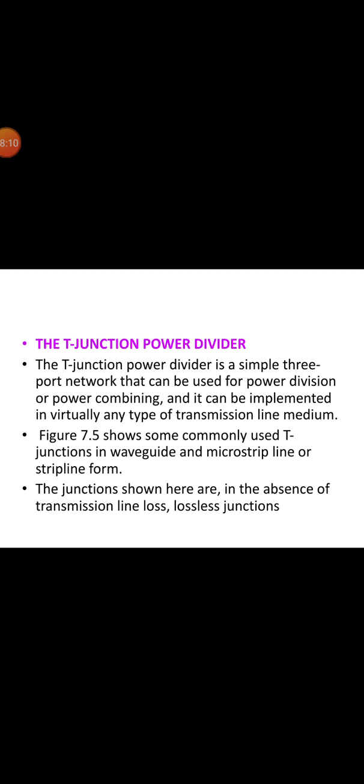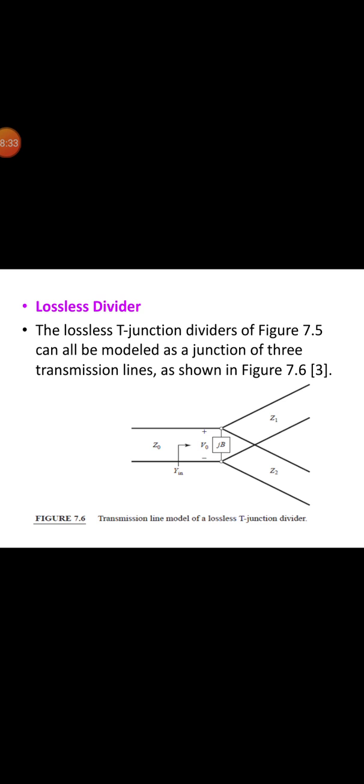The T-junction power divider is a simple 3-port network that can be used for power division or power combining, and it can be implemented in virtually any type of transmission line medium. And this diagram shows some commonly used T-junctions in waveguide and microstrip line or stripline form. The junctions shown here are lossless junctions, in the absence of transmission line loss.